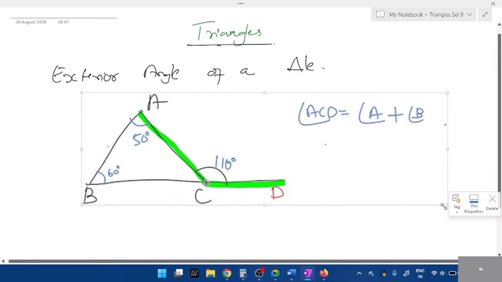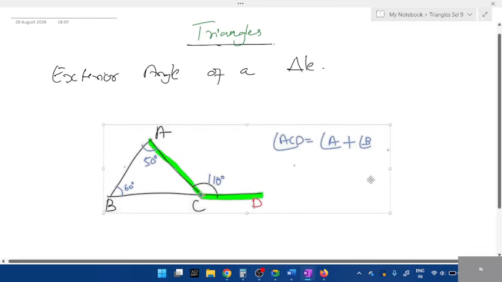Okay, in this there's one more part. I'll explain that tomorrow. This is 110. Now I'll extend the angle like this. Okay, 50 plus 60, 110. What will be angle C, the interior angle? Yes, very good. 180 minus 110 is 70.